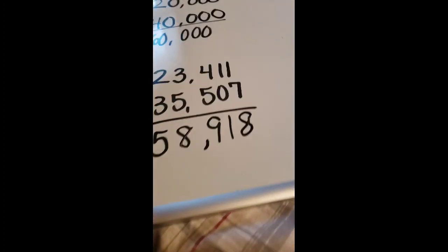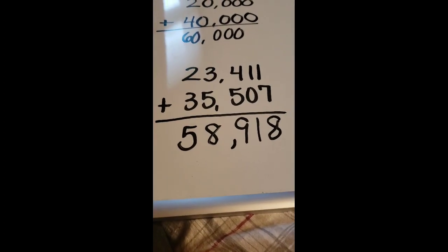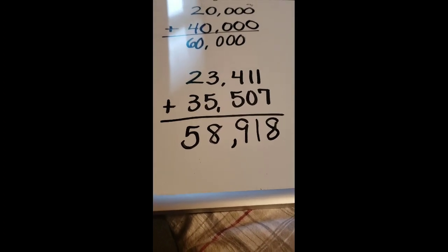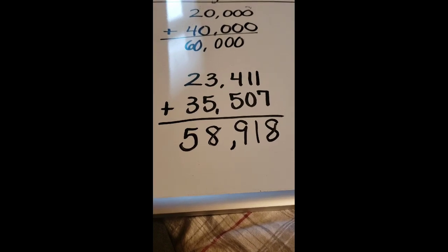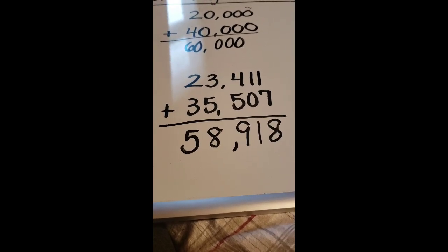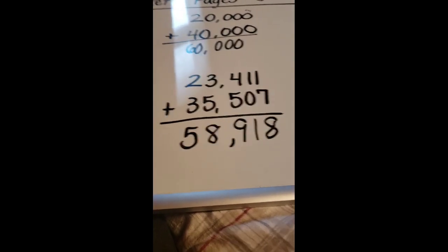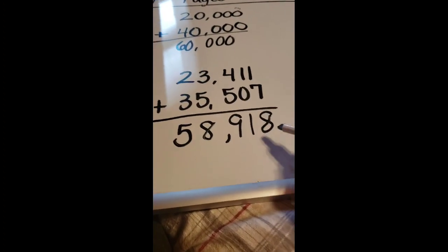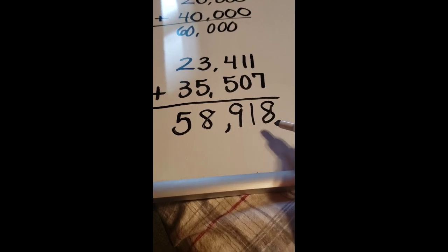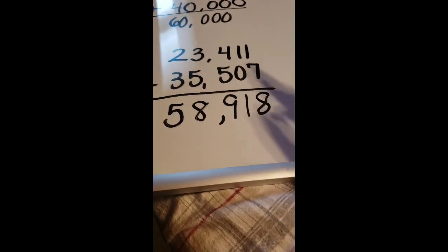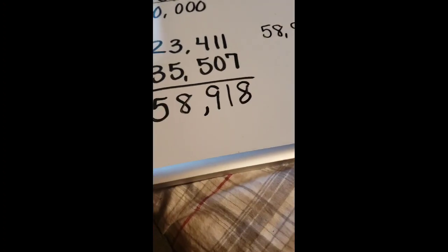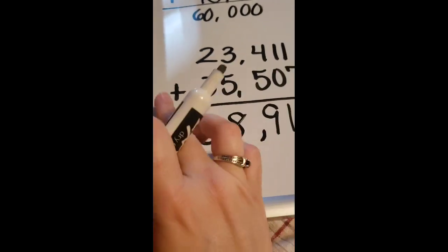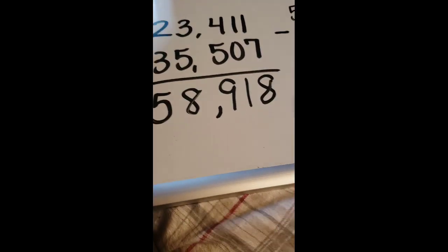You can also use the inverse operation, which means the opposite of addition, to check your answer. What's the opposite of addition? The inverse of addition would be subtraction. So you can check your answer using these three numbers. You're going to start with your answer here, your sum, the biggest number, and write it down, 58,918. And remember, we're using the inverse operation, so the opposite of addition is subtraction.